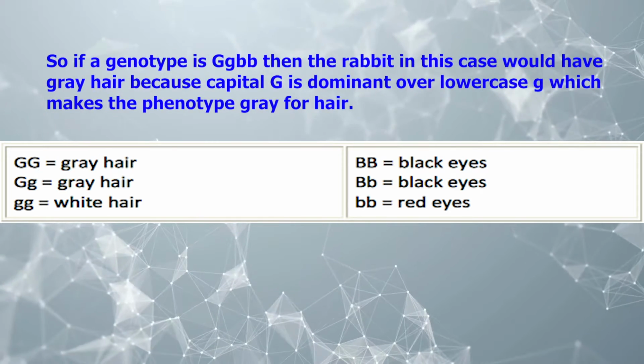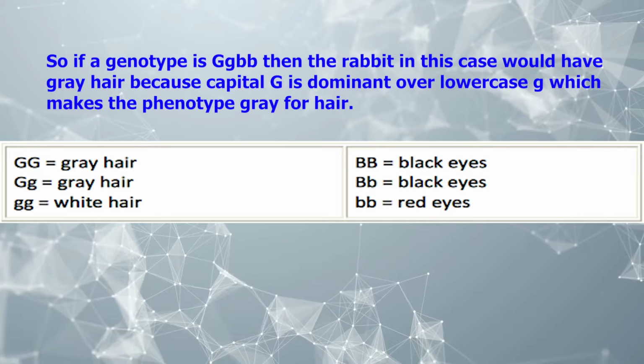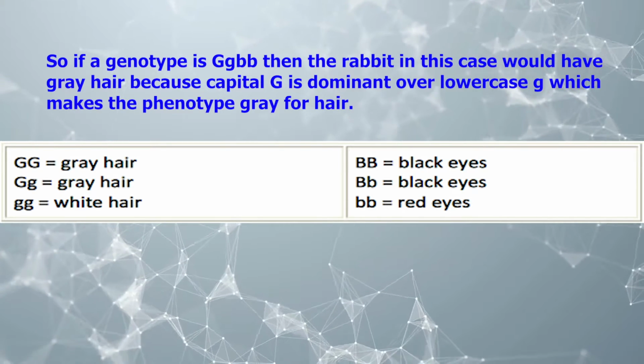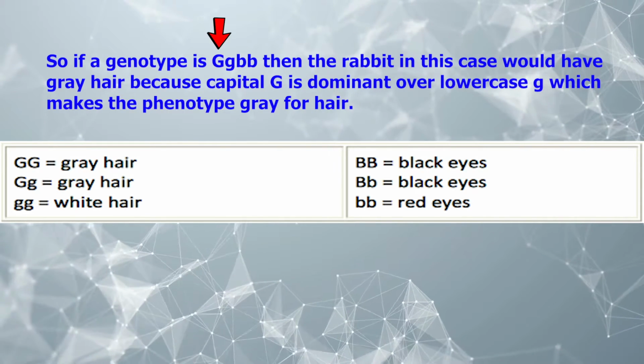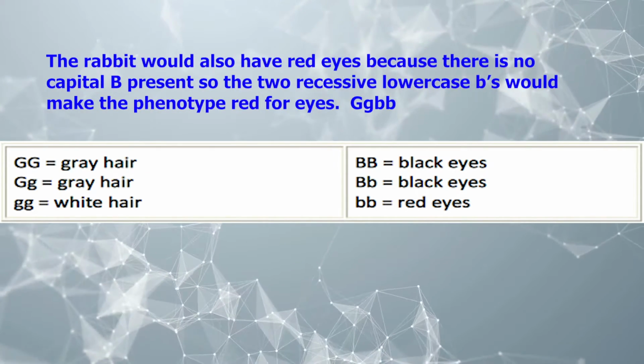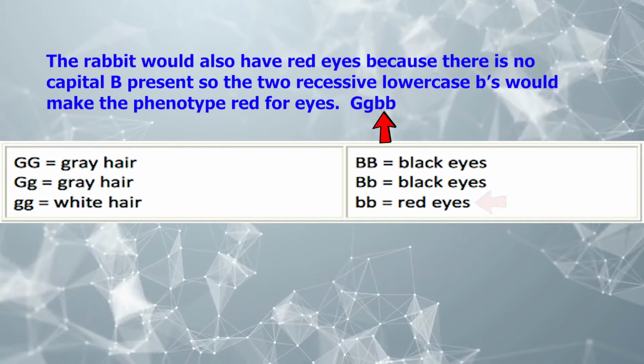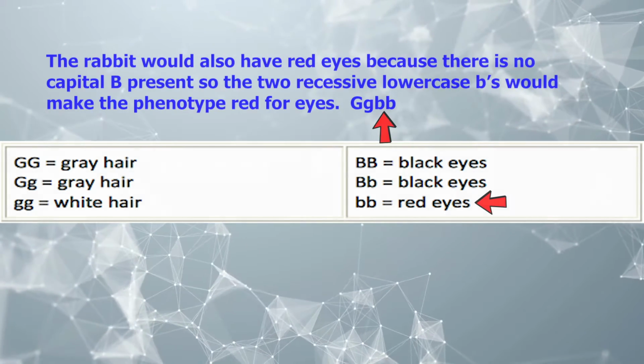So if a genotype is capital G lowercase g and then two lowercase b's, then the rabbit in this case would have gray hair because capital G is dominant over lowercase g, which makes the phenotype gray for hair. The rabbit would also have red eyes because there is no uppercase B present, so the two recessive lowercase b's would make the phenotype red for eyes.